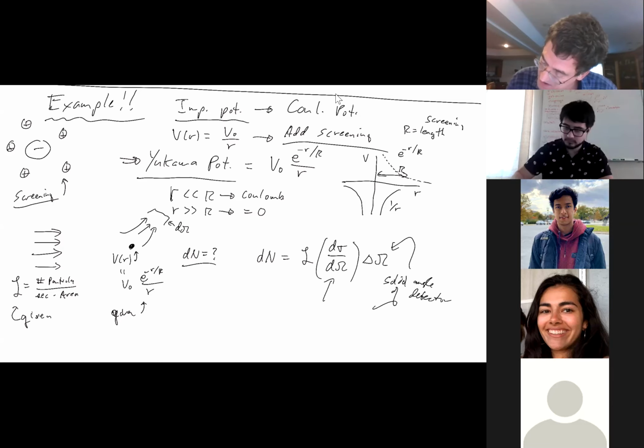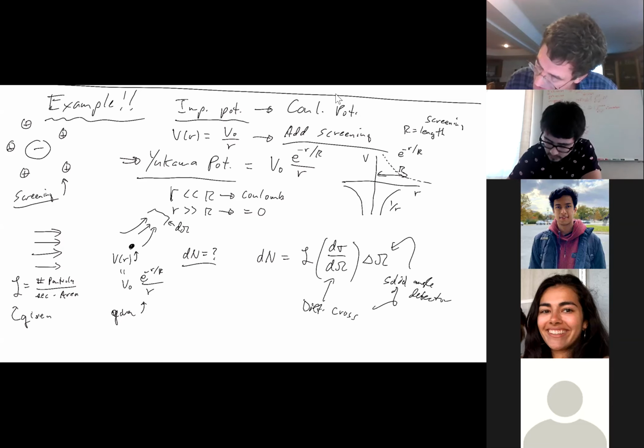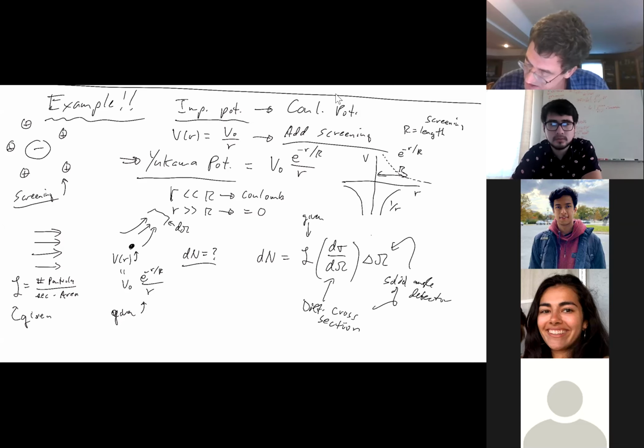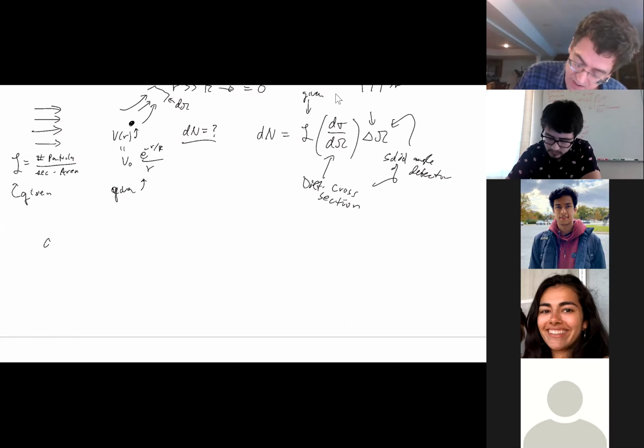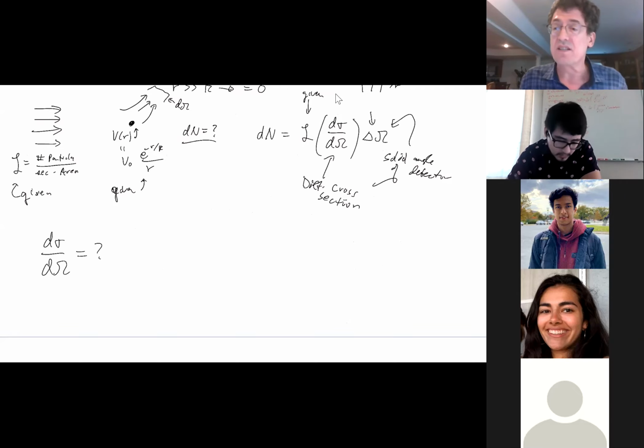And this is my differential cross-section. The point I want you to see and appreciate is that this is given. You're given the luminosity and you know the size of your detector, but the thing you don't know is dσ/dΩ. How do we get dσ/dΩ?